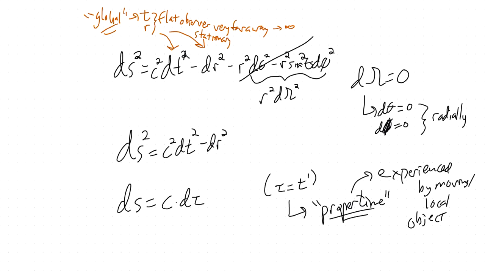So we say ds is the space-time traveled in space, because time is a dimension of space, and the translator between space and time is the speed of light. So we call that d tau. So that's the proper time experienced by the moving or local object. So don't be too confused.